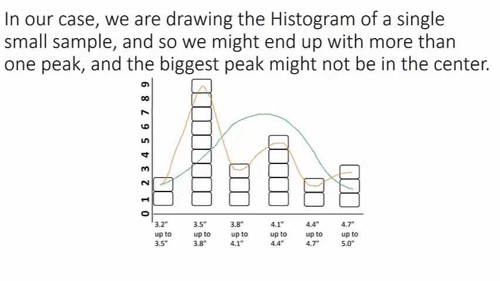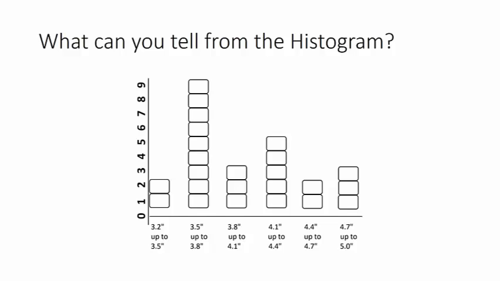So in our case, we're going to draw the histogram of just a single small sample. We end up with more than one peak, and the biggest peak is not in the center. Perfectly fine, don't worry about it. Just know that the central limit theorem of statistics shows that if I were to take many more samples, a histogram of the average lengths of those sample sets would trend towards a bell curve distribution. So what can I tell by looking at this histogram?